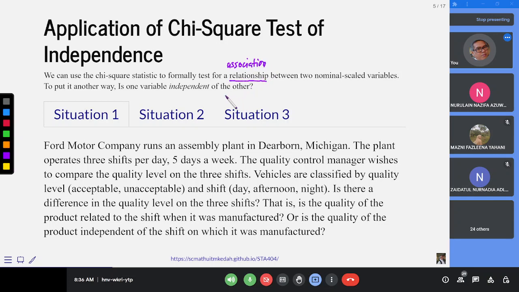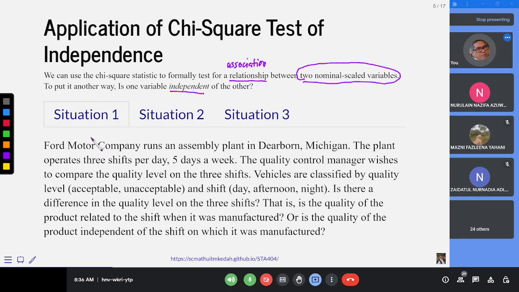Okay, and then sometimes also we use the term independent or not independent. So in this case, we can use the chi-square statistic to formally test for an association or relationship between two nominal scale variables. So this is very important. Nominal scale variables. Okay. Can we use ordinal? The answer is yes, but rarely being used. Boleh guna, tapi jarang sekali lah digunakan. Kebiasaannya kita gunakan nominal scale variables.